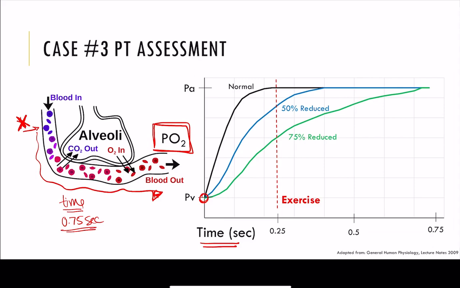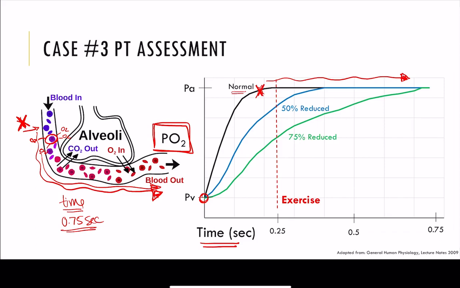So here, the black line is normal. Look at this. We're full here. So basically this blood cell has all of the oxygen it will ever get. And then it just floats along, picking up no more oxygen. It just goes for a ride, fully oxygenated. We have a ton of buffer room.